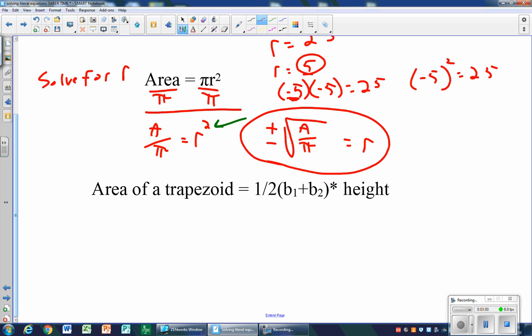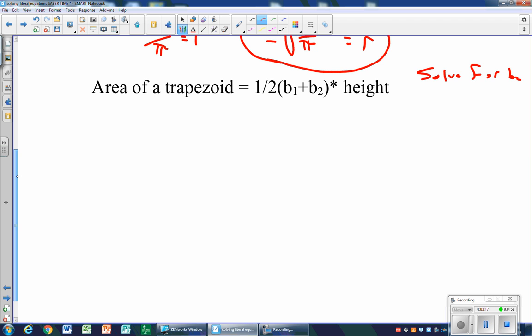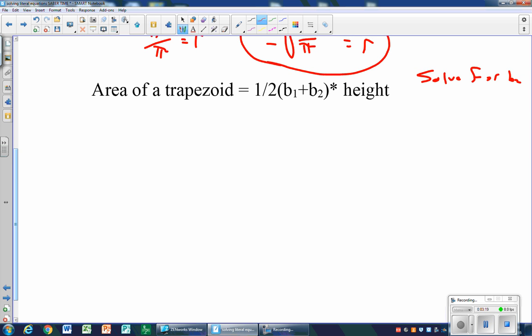The area of a trapezoid is 1/2 base 1 plus base 2 times the height. Solve for base 2. Okay, so what do we have to do? Some of you might say, oh, distribute. A equals 1/2 times b1 plus b2 times the height.